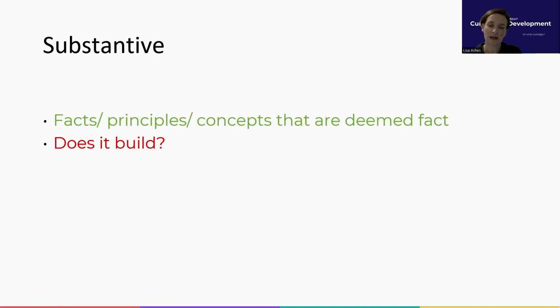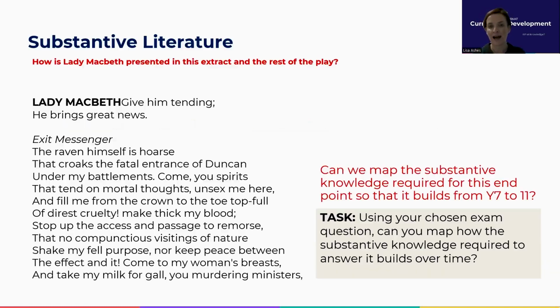Using the same exam question that you investigated for the previous activity, I want you to look even further at facts, principles, and concepts that are deemed fact, the substantive knowledge. The next activity asks you to consider how you might build that knowledge, how you might map the substantive knowledge required for this endpoint so that it builds from year 7 all the way up to year 11.